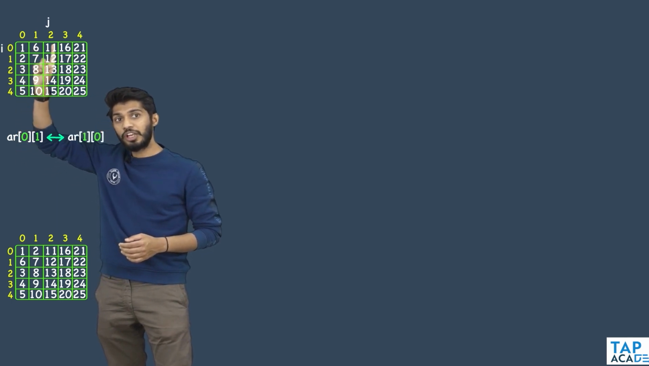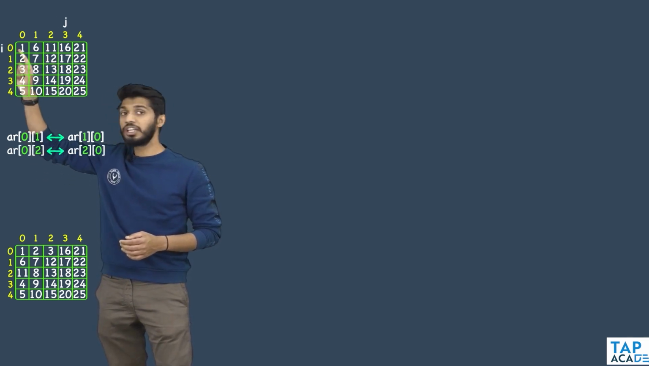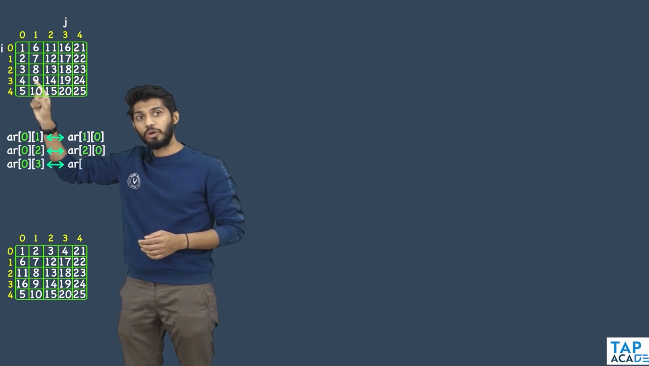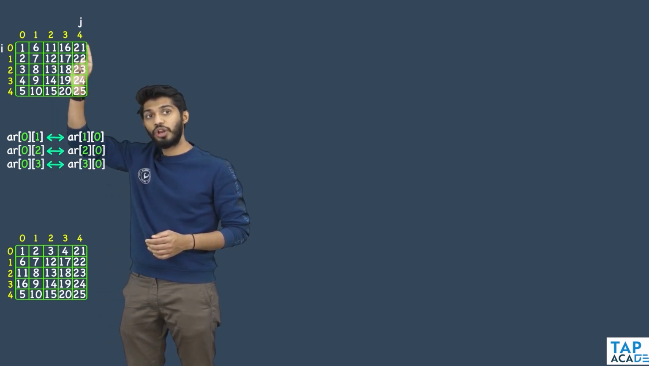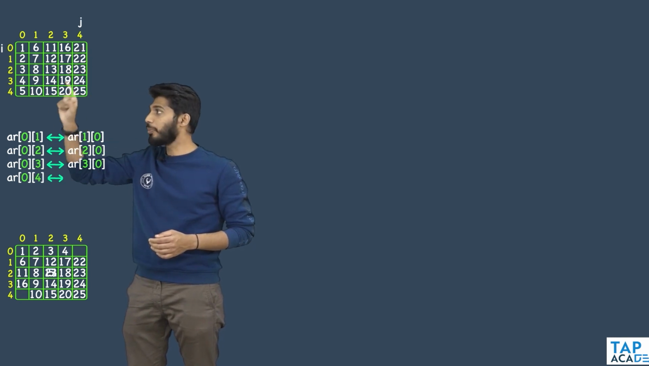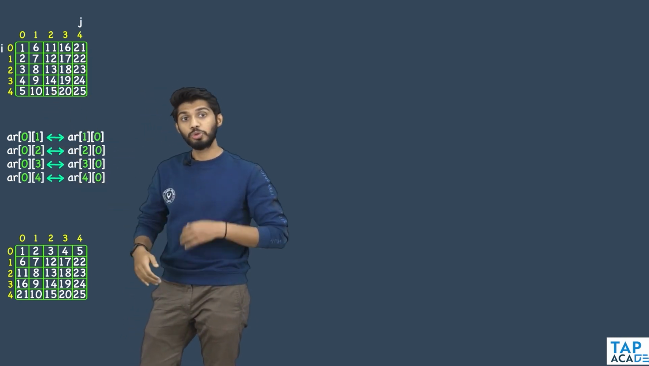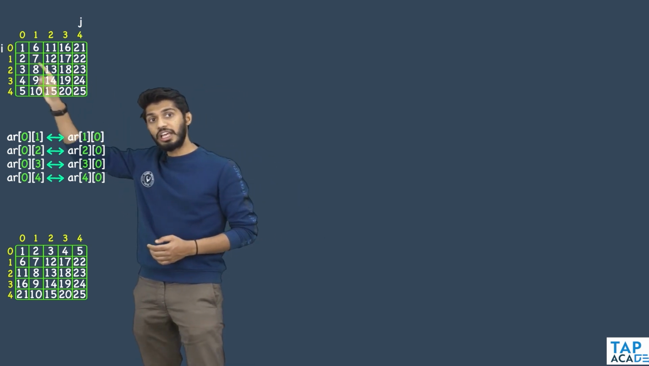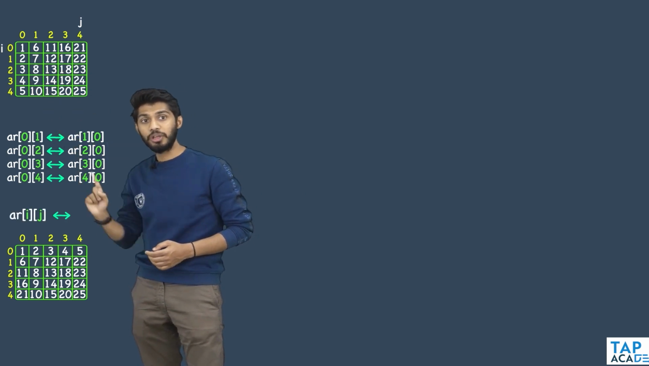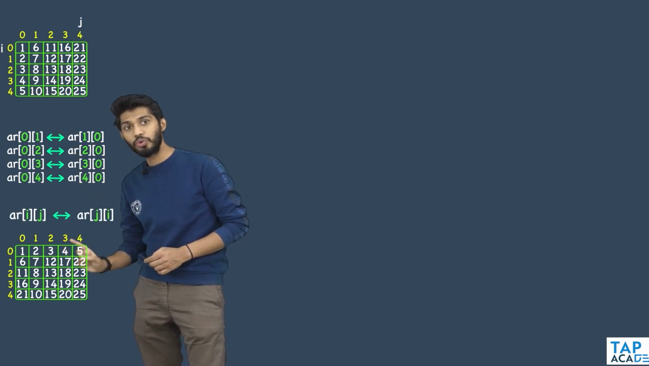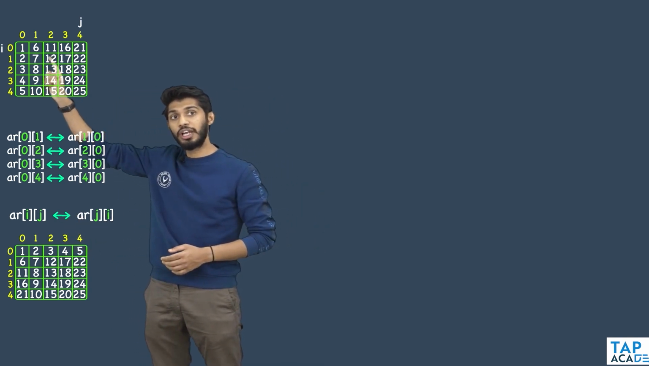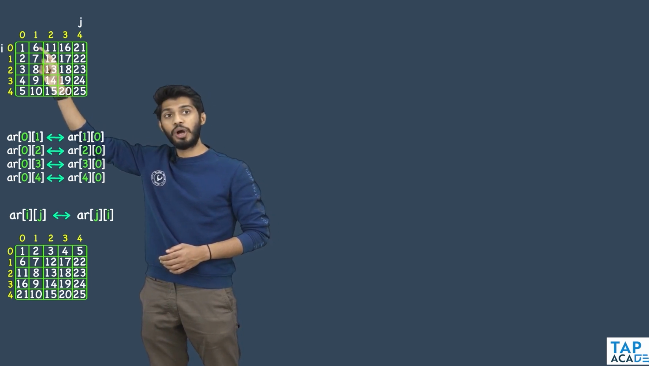Next, I will increase the value of j. Whatever is there in the element 0, 2, I will swap with 2, 0. Next, whatever is there in 0, 3, I will swap with 3, 0. Again, I will increase the value of j, it becomes 4. Whatever is there in 0, 4, I will swap with 4, 0. So this is the operation I am doing. Whatever is there in index i, j, I am swapping with j, i. The value of i is 0 and the value of j goes all the way from 1 to 4.